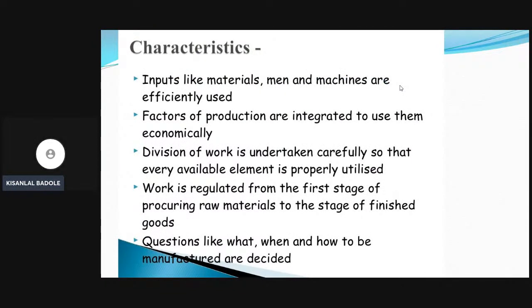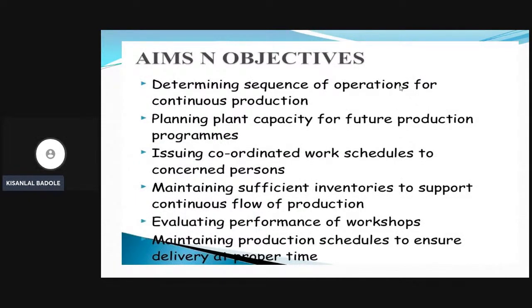Inputs like man, machine, and materials are efficiently used; the factors of production are integrated and used economically. The device of work is carefully planned so that every available element is properly utilized. Work is regulated from the first stage, the raw material, to the stage of the finished product. The materials and works must be utilized properly according to regulation, as well as questions like what and when are decided. After that, the aim of the objectives.